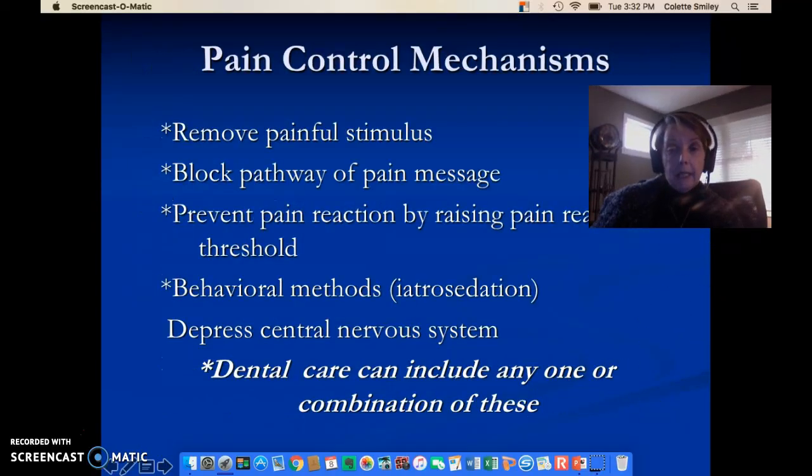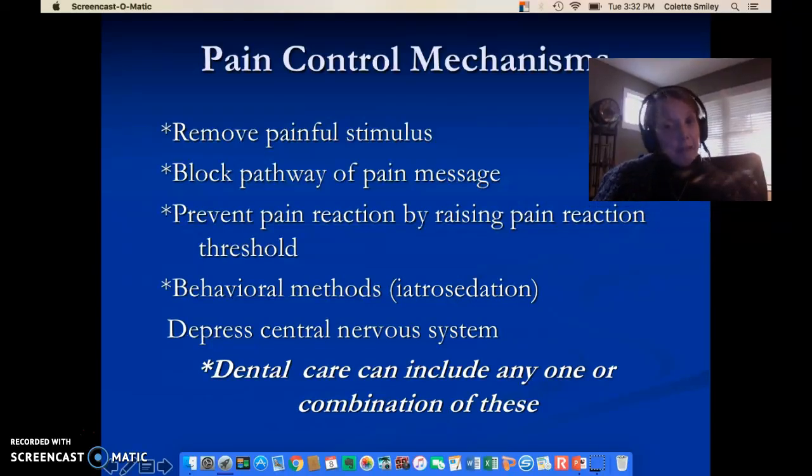Pain control mechanisms. I think I'll hide myself from future recordings.